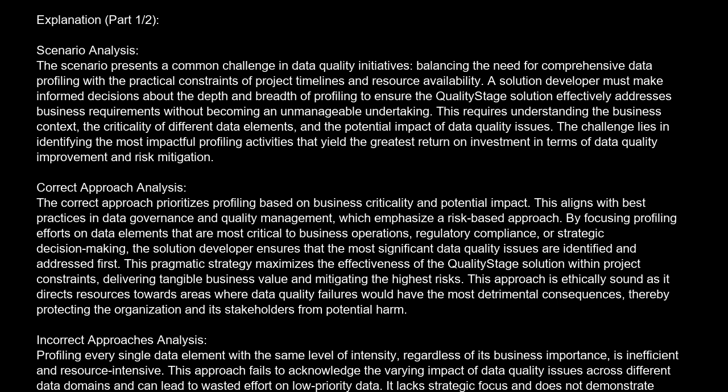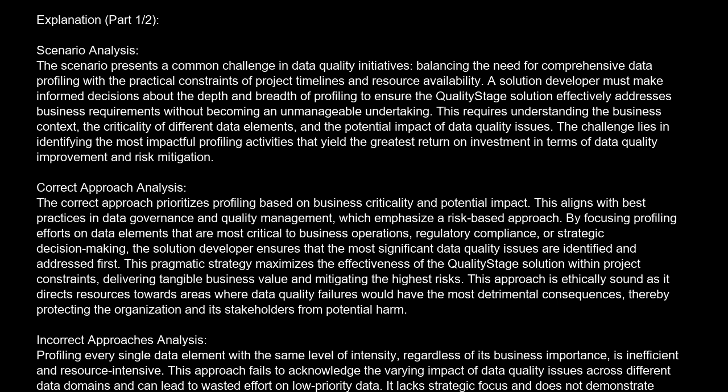By focusing profiling efforts on data elements that are most critical to business operations, regulatory compliance, or strategic decision-making, the solution developer ensures that the most significant data quality issues are identified and addressed first. This pragmatic strategy maximizes the effectiveness of the QualityStage solution within project constraints, delivering tangible business value and mitigating the highest risks.